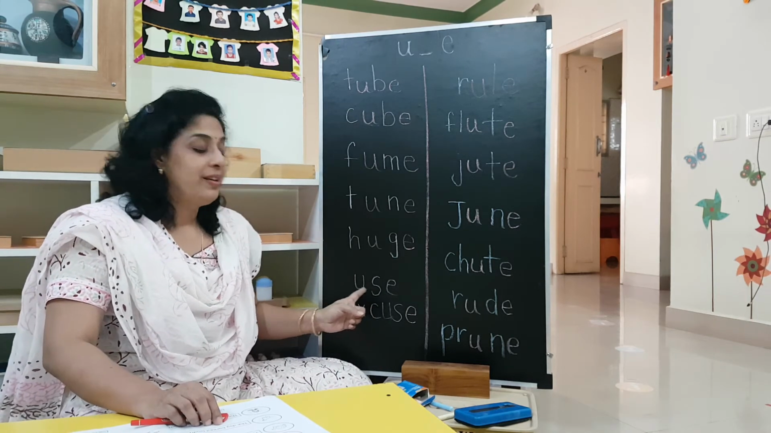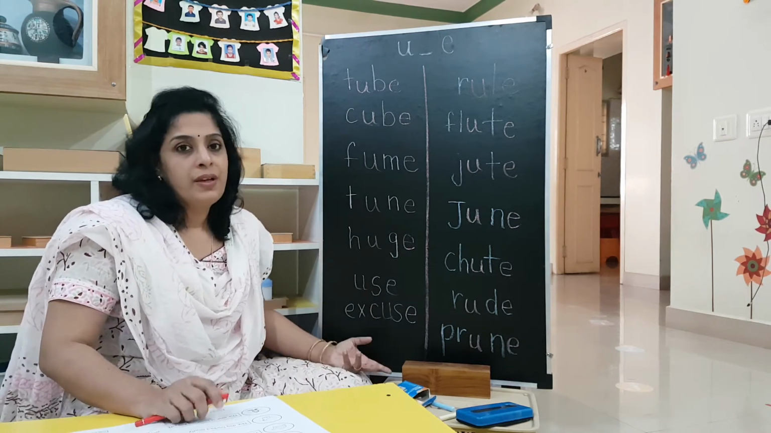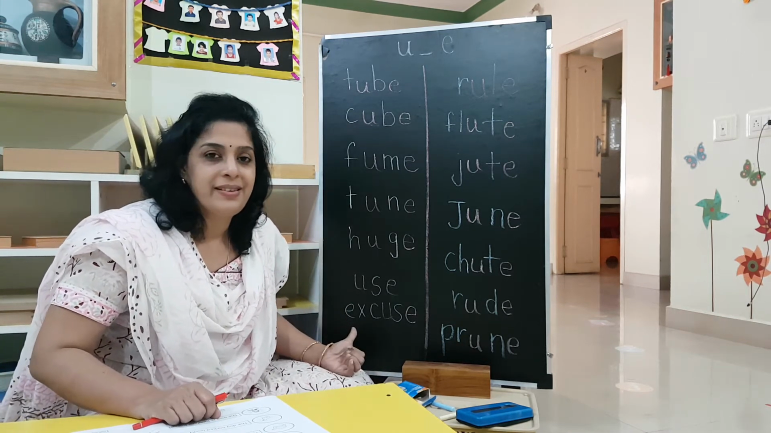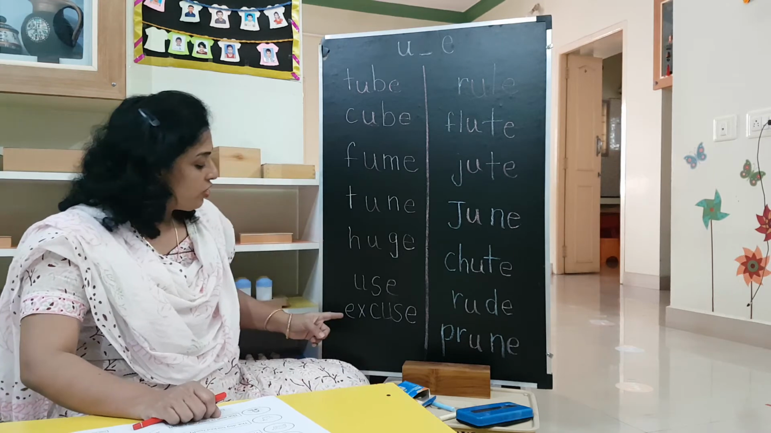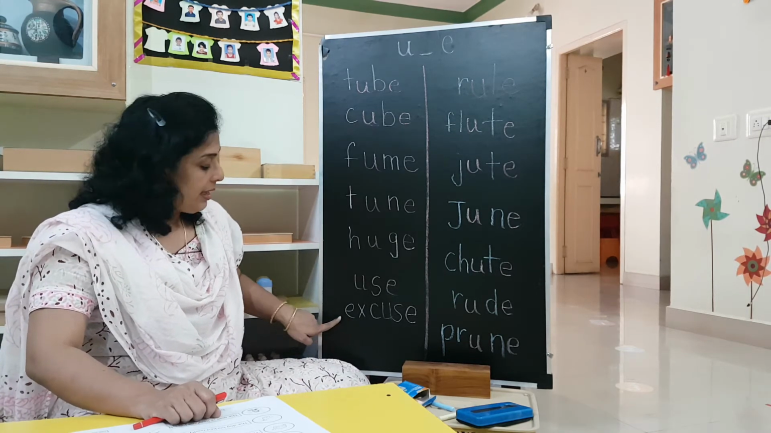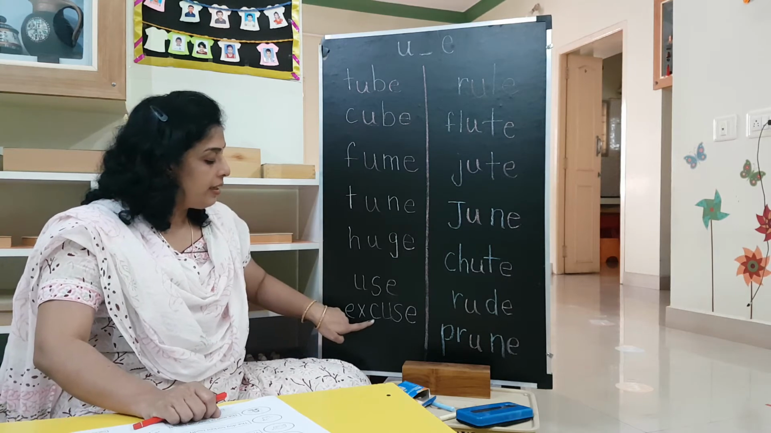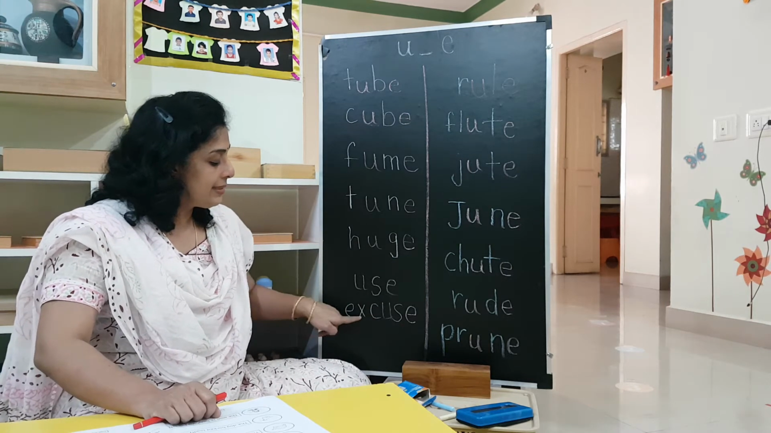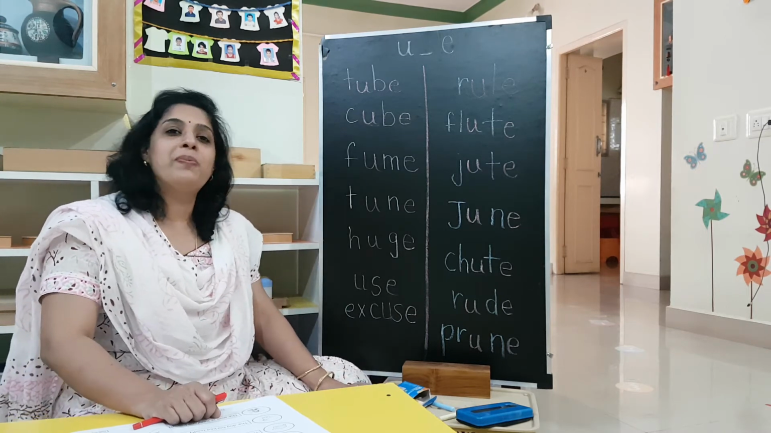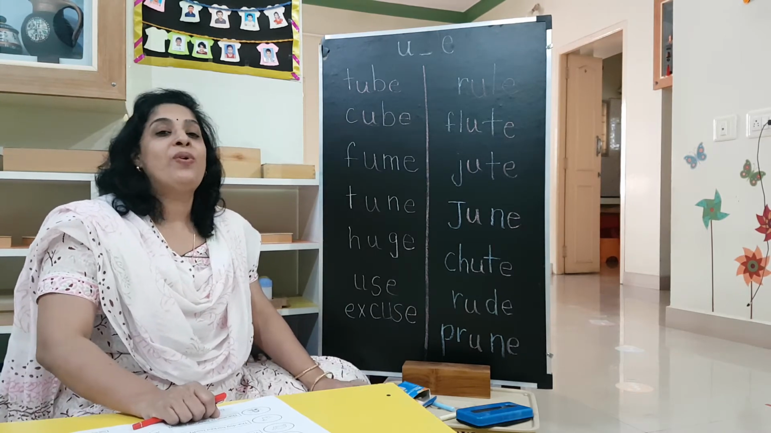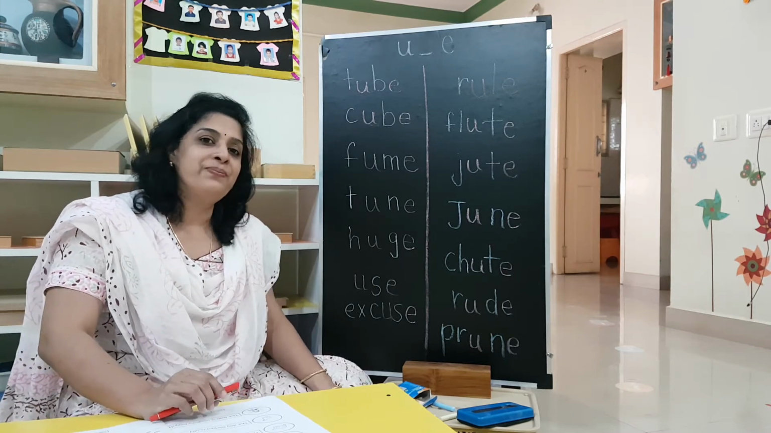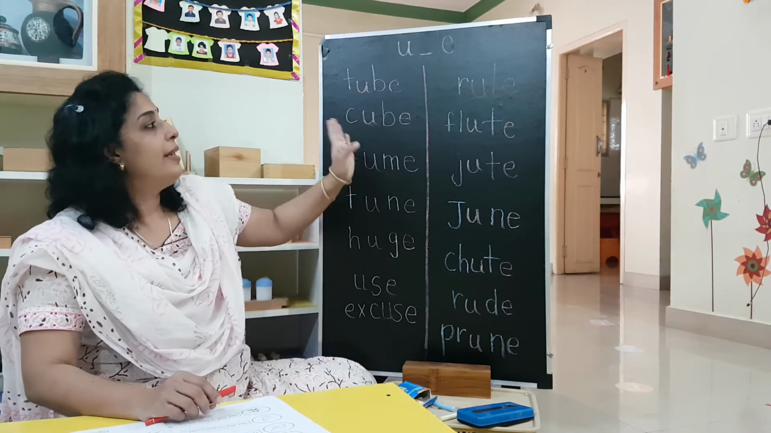Use. Okay, you want to throw this paper? Please use the dustbin. Use. Next one. X. Use. Excuse. Excuse me, please. Yeah, when you want to interrupt someone, what do you say? Excuse me. Next one.